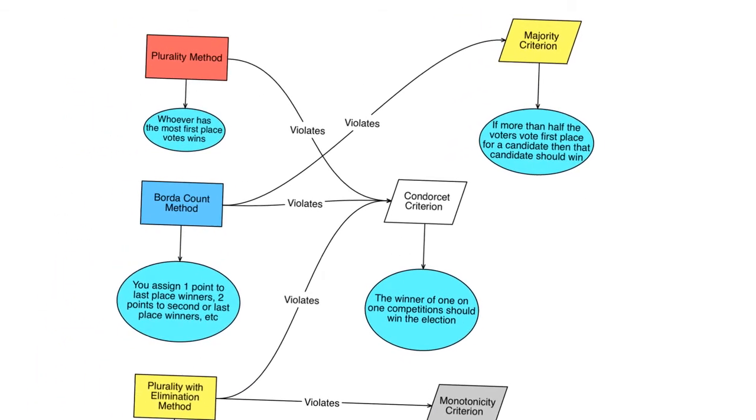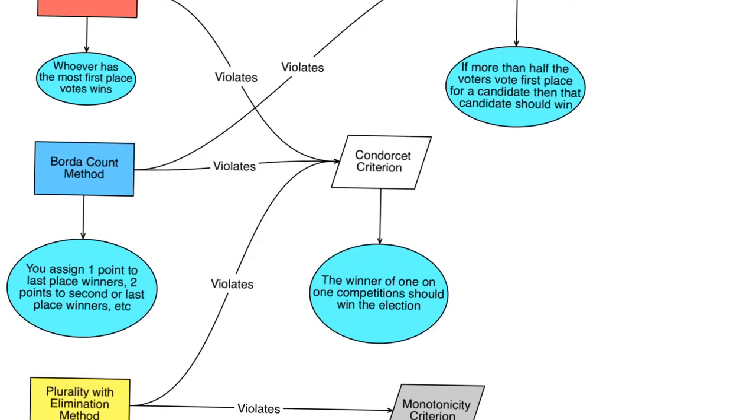Now, there's another criterion called the Condorcet criterion, and that says that the winner of one-on-one competitions should win the election. So if you have each candidate compete in a one-on-one fashion, whoever is the winner of the one-on-one competitions should win the election. Obviously, we just did the pairwise comparison voting method. Clearly, that satisfies this criterion. The method of pairwise comparison satisfies the Condorcet criterion.